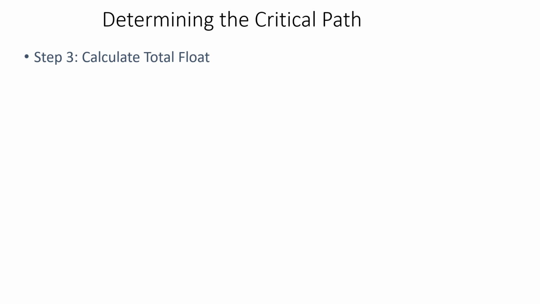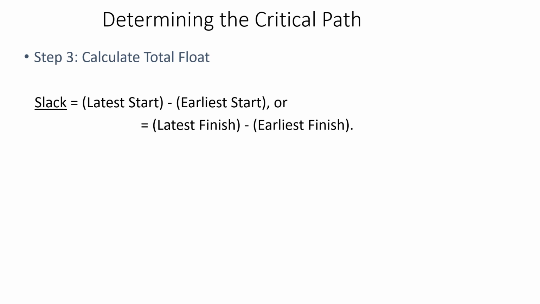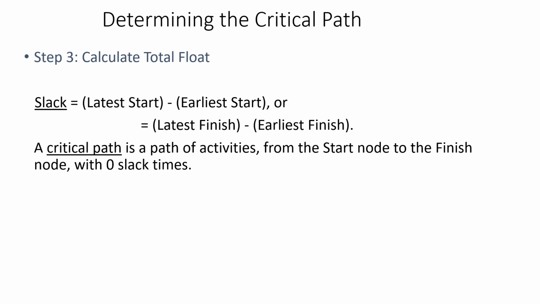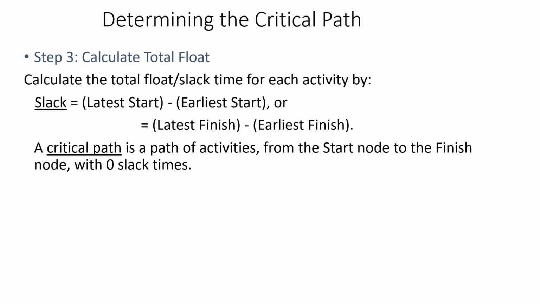Step 3 in determining the critical path is calculating total float. Total float, also called slack, equals latest start time minus earliest start time, or latest finish time minus earliest finish time. A critical path is a path of activities from the start node to the finish node with zero slack time. So all the activities which have zero slack or float time are critical activities of the network.